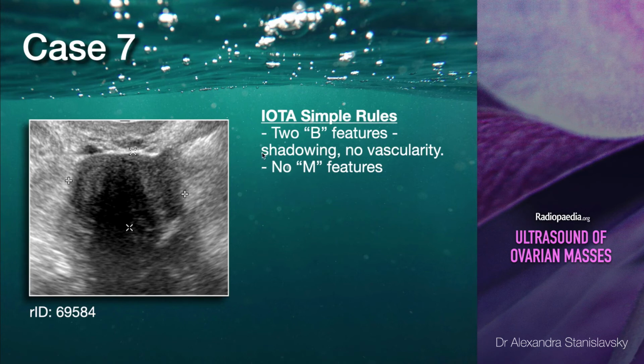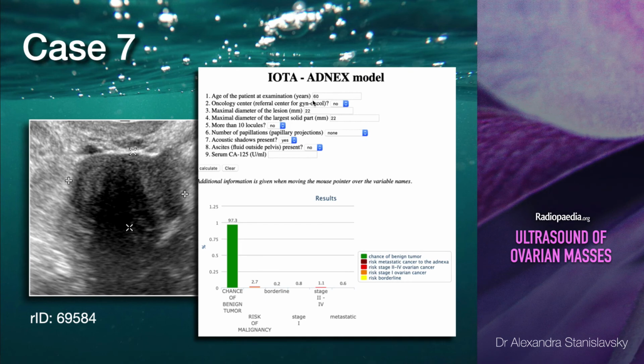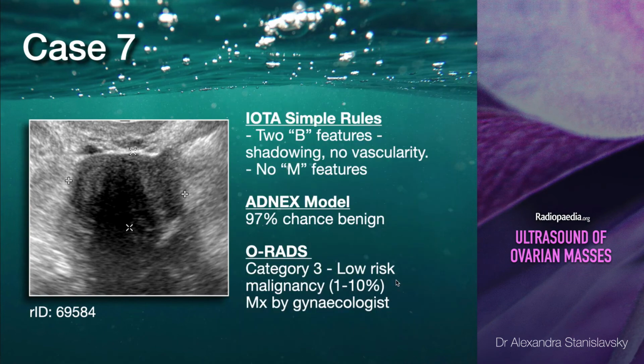According to IOTA simple rules, both the shadowing and absence of vascularity are benign features. It has no M features. The ADNEX model, 60-year-old patient with a solid mass and none of these other things, and acoustic shadows present, 97% chance of benign tumor, despite the patient being in a postmenopausal group. So you can see how much they really value this acoustic shadowing thing. It was also small.